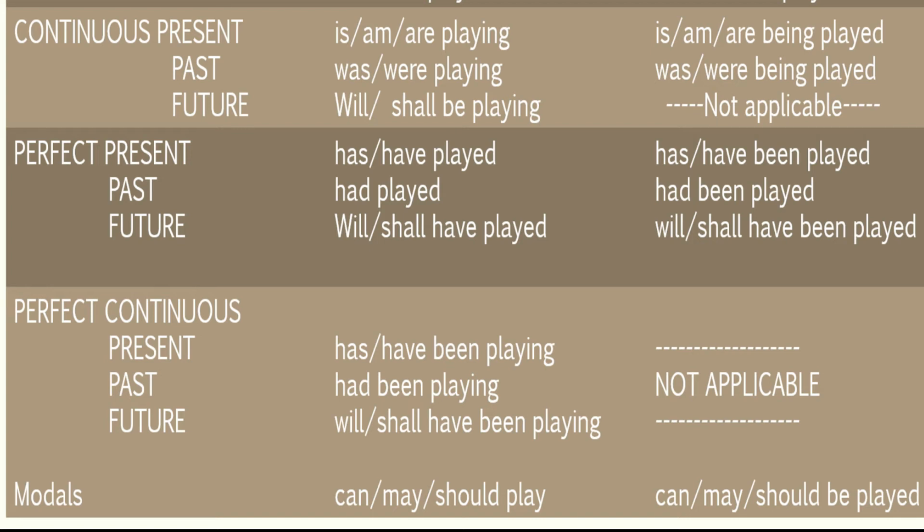For the modal verbs, we can say in the active we use the modal verb plus first form of the main verb. That's like can play, may play, or should play. When we change it into the passive voice, it will become can be played. Notice the use of the verb be here also. So after the modal verb, we use be plus past participle of the main verb. That is the third form of the main verb.